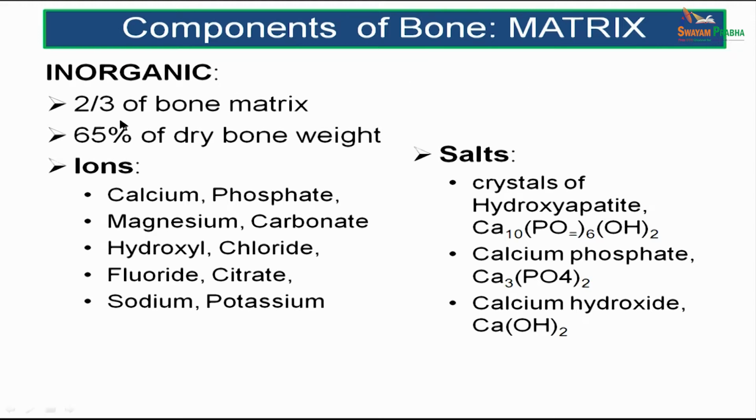It constitutes 2/3 of the bone matrix or 65% of dry bone weight. It is made up of ions and salts. We have the ions calcium, phosphate, magnesium, carbonate, hydroxyl, chloride, fluoride, citrate, sodium and potassium. These are all found in bone. Then we have the salts, which are hydroxyapatite, calcium phosphate and calcium hydroxide.